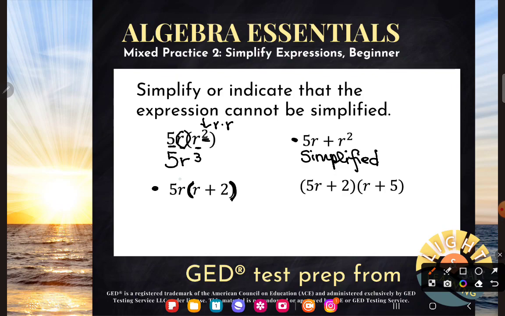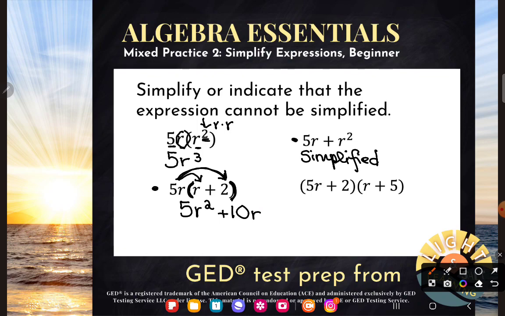And why does it matter? Well, it matters because when you have something multiplying with a grouping, you have to multiply with every term in the parentheses. I'm going to multiply 5r by r, but I'm also going to multiply it by positive 2. So 5r times r, the only coefficient is 5, and r times r is 2 factors of r, r to the second power. And now 5r times positive 2. Well, 5 times positive 2 is 10, and there was an r in there multiplying, so I'll just put it on the back side.